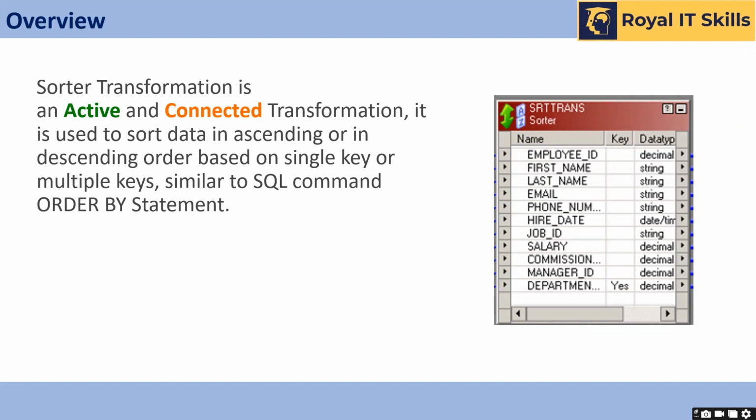Sorting we can do based on a key. Either it can be a single key or multiple keys. But if you select the distinct option, it will make all the columns the keys. Okay, let's see that.